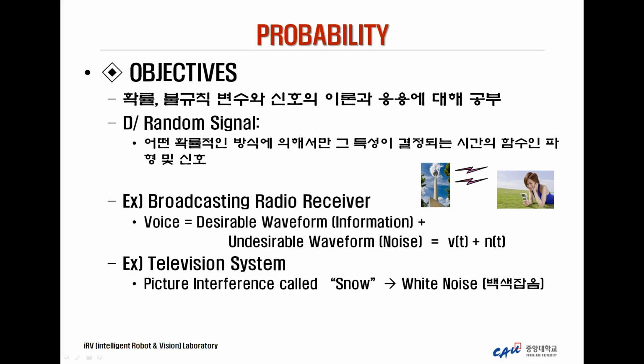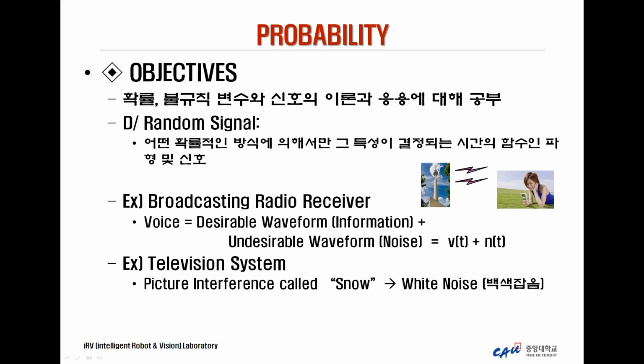The first one is a broadcasting radio receiver. So you hear some music or some voices, and these voices are composed of a desirable waveform, which is information, plus an undesirable waveform, which we call noise. So this is V(t) plus N(t). Now, V is a voice, and N is a noise.